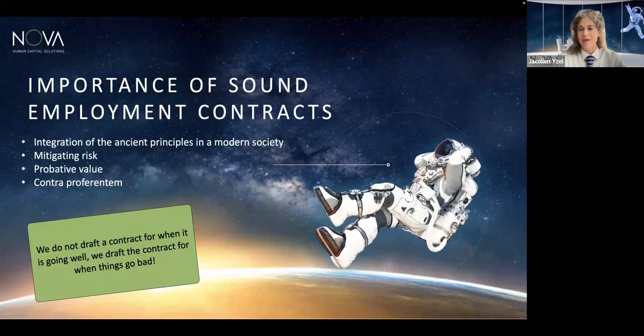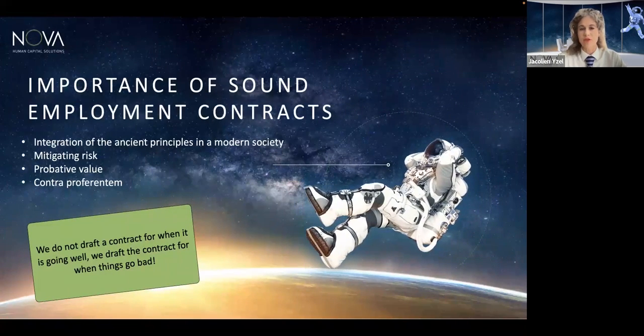And what had to happen, like Vaughan said, specifically after COVID, but also in more recent times, we had to find a way to integrate very ancient principles into a modern society. And why did we want to do that? We want to mitigate risk in our businesses, and we also want to be able to prove what we agree.